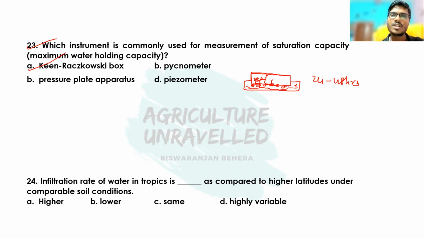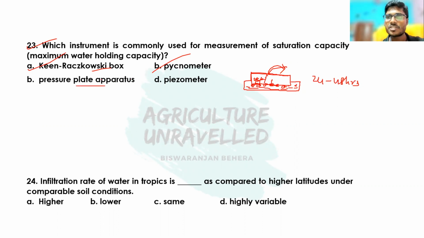After that the soil is collected from this can and weighed, and by the gravimetric method the moisture content is determined. So the correct answer is Keen Rackzowski box, which is used for measurement of saturation capacity or maximum water holding capacity. We have already discussed the pycnometer. Pycnometer is used for measurement of particle density, and core sampler is used for measurement of bulk density. And the next one is pressure plate apparatus.